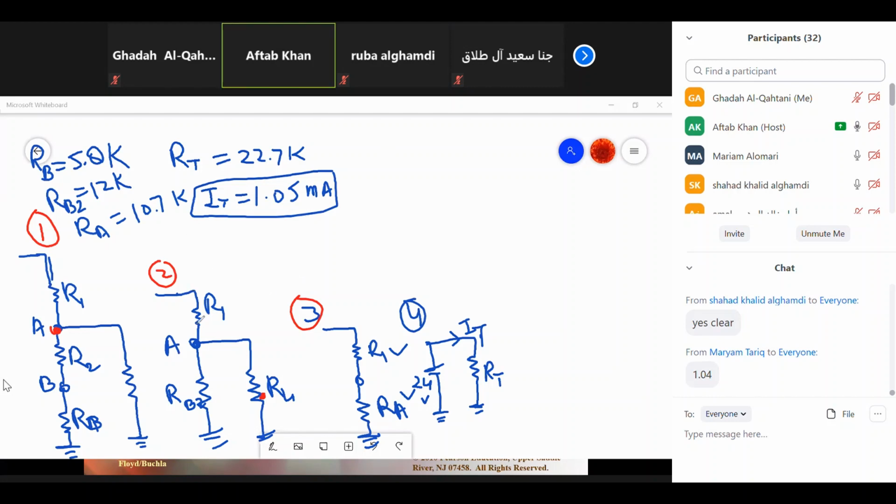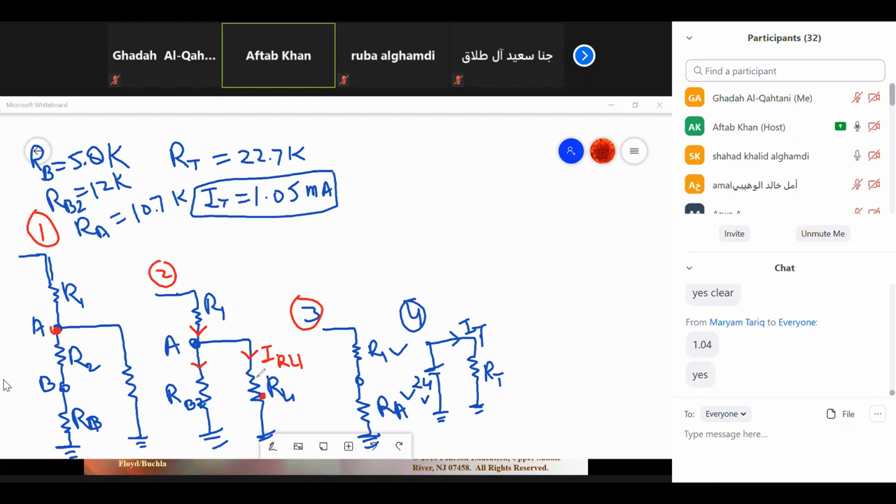Okay, so can I consider this picture 2, which says this is the IT which is flowing here, and I am interested to find this current and this current. So can I apply current divider here so that I can find IRL1? Is the concept clear, what I am trying to say here? Yes. Okay, so calculate IRL1 now. Apply the current divider formula.